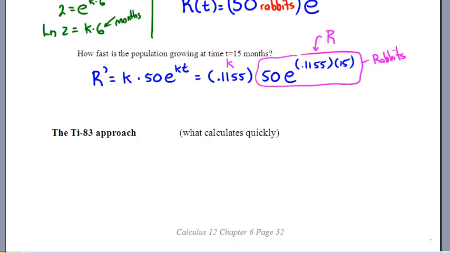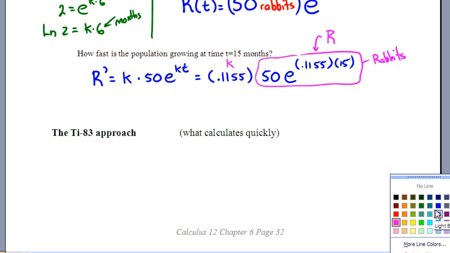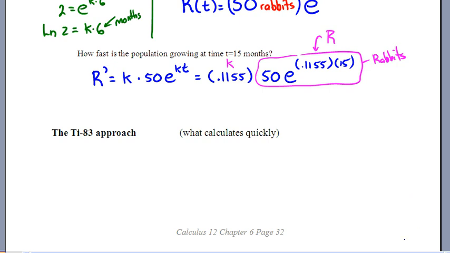Your TI-83 does something totally different, and it feels that it can do this to calculate answers quickly. If you ask it to fit some data that's all exponential growth, it does kind of an odd thing. In your Math 12 story, your rabbits were equal to 50, and then you had this doubler in there, 2, and then t divided by 6. That was the Math 12 way of looking at it.